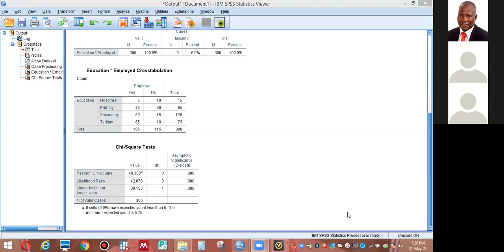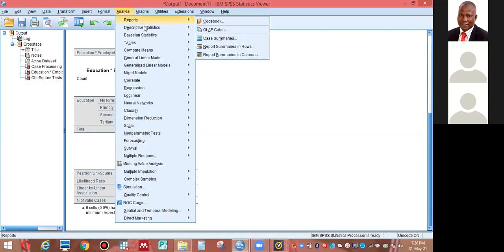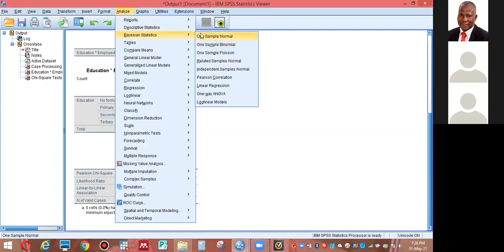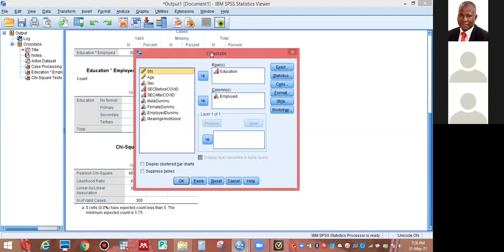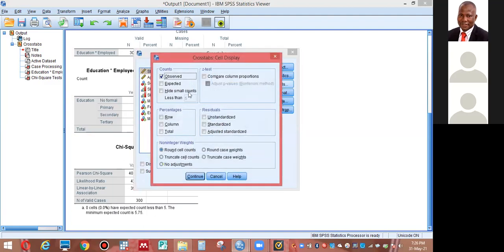There's something I forgot for you to take. Go back and do this so that you put the percentage here. Go back to analyze, click on the analyze now. We didn't put row percentage, so go and put row percentage. Cross tab. Go to cells. Put row percentage. Click continue.